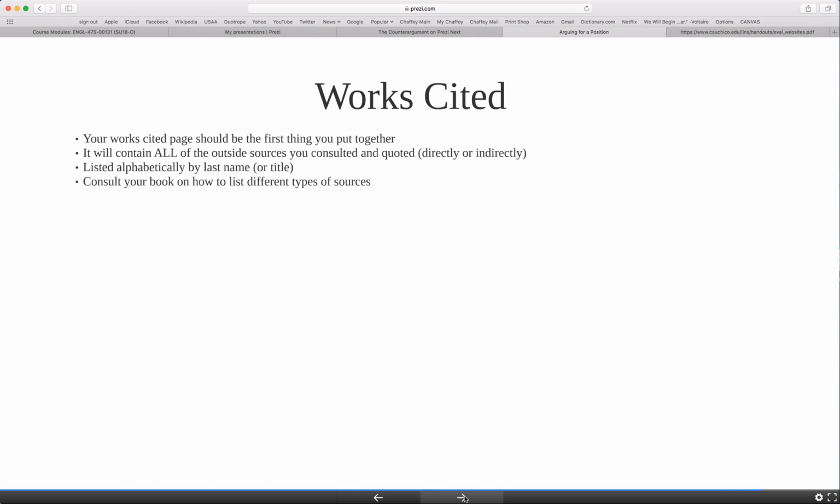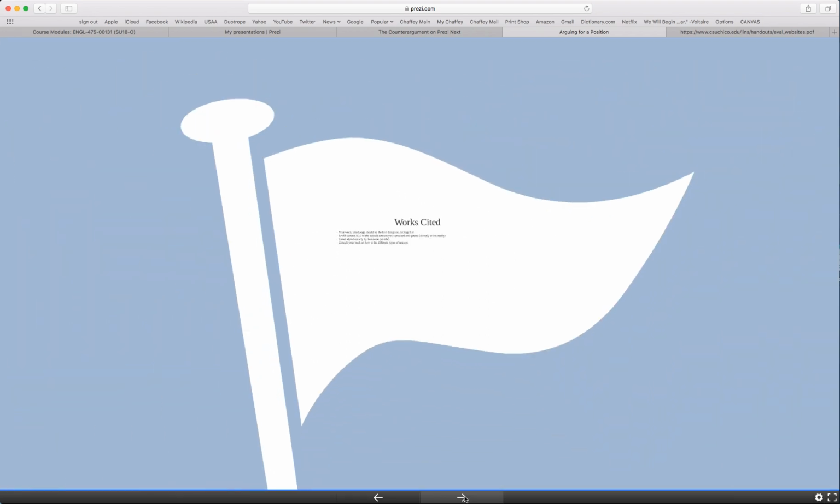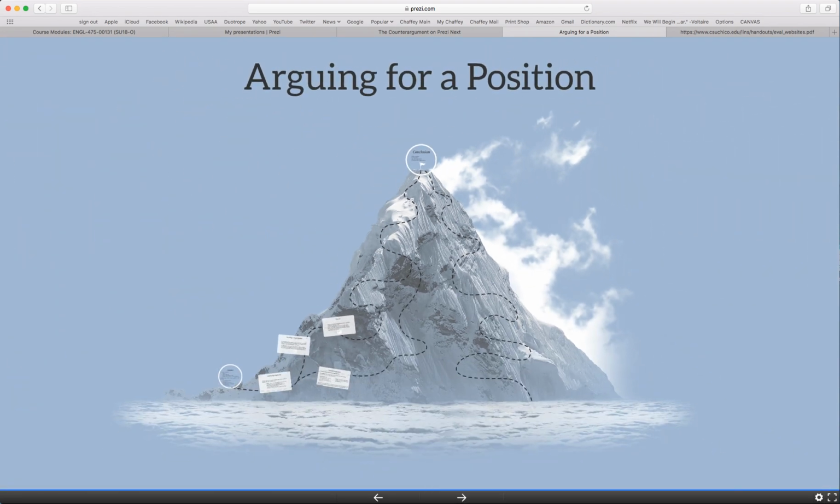Make sure it contains all the outside sources that you consulted. So even if you directly or indirectly, right, maybe paraphrase or summarize a source, you still have to list that source on your works cited page. So anything that you read that informed you while you were writing has to go back into that works cited page. All of your citations are going to be listed alphabetical by last name, or if there wasn't a name associated with that, by title of that particular article. And make sure you consult your book or the OWL Purdue on how to list those different types of sources. All right, let's look at counterargument.